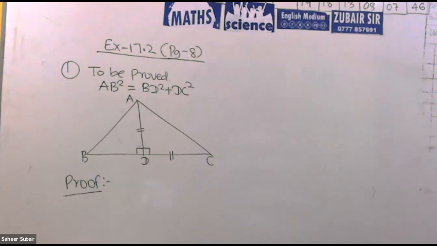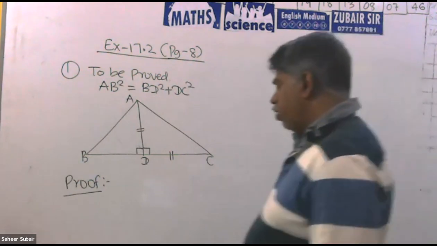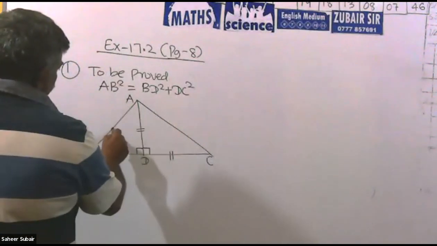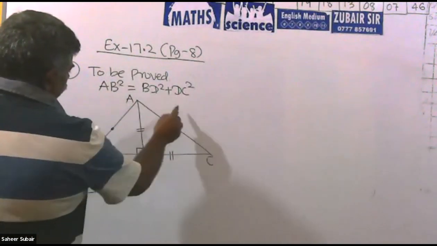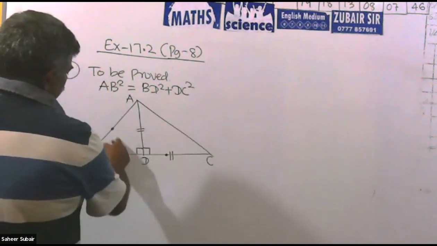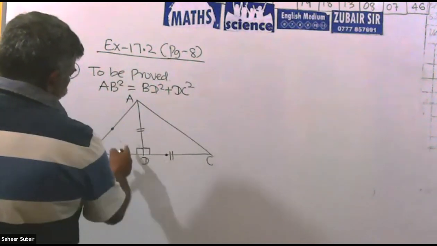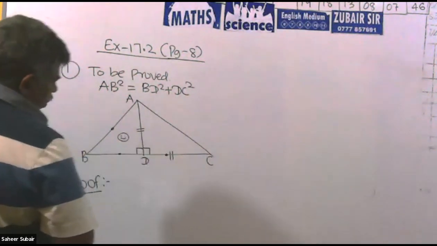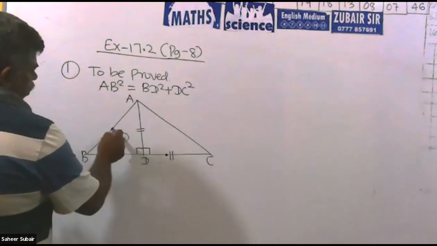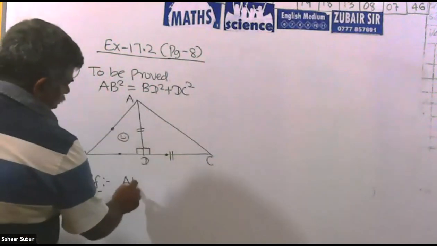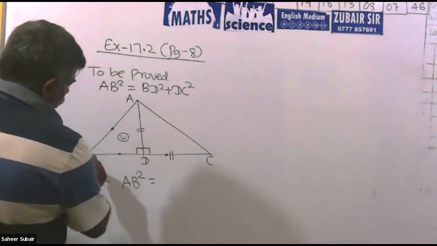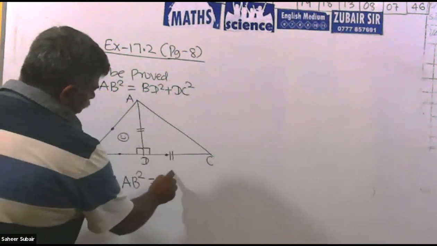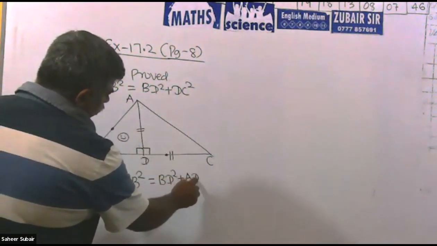Is it okay? Then see what are the sides connected here. AB, BD, DC. These three sides only are connected. So here is a right angle triangle. So we can use Pythagoras theorem in this. When you use Pythagoras theorem, hypotenuse squared, that means AB squared is equal to BD squared plus AD squared.